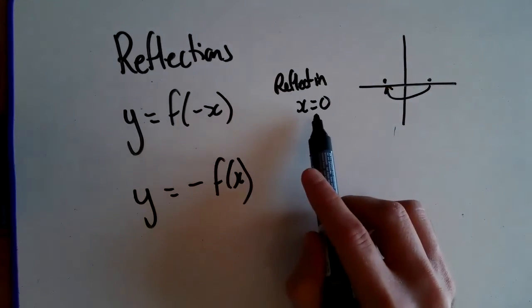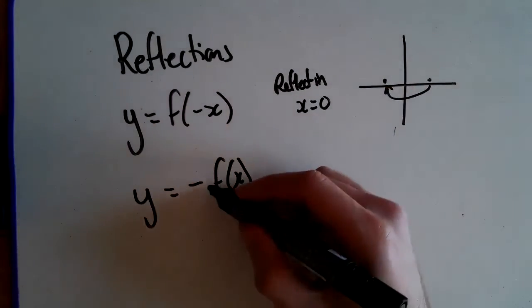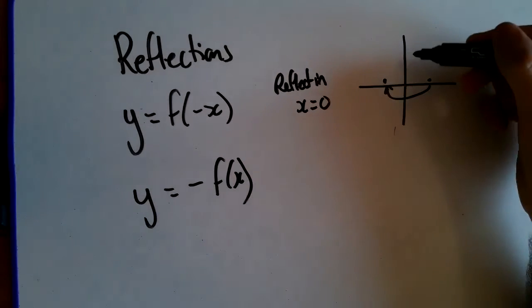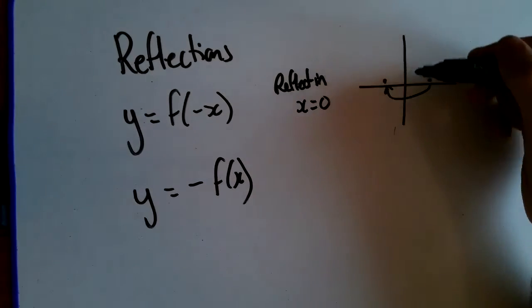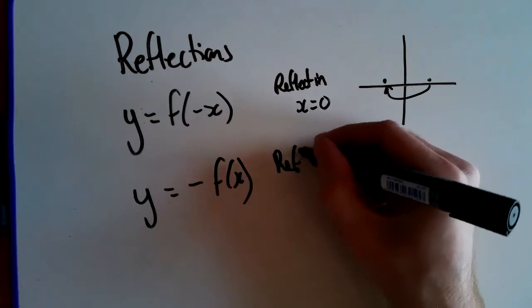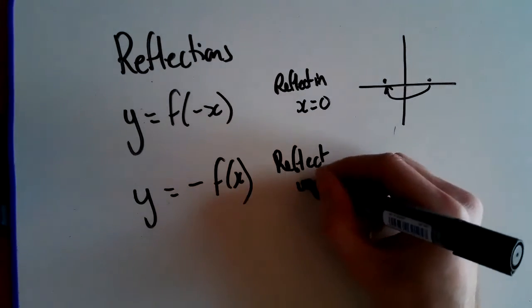Inside the bracket, it's still to do with x. And same here, if it's negative on the outside, it's y that changes. So it goes from here to here, or here to here, for example. So it's a reflection in the x-axis. I'm just going to call the x-axis y equals 0.